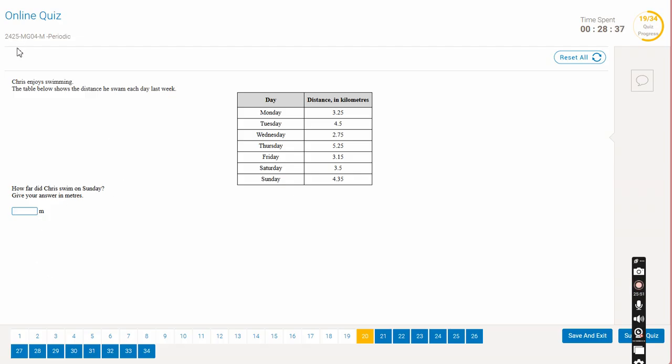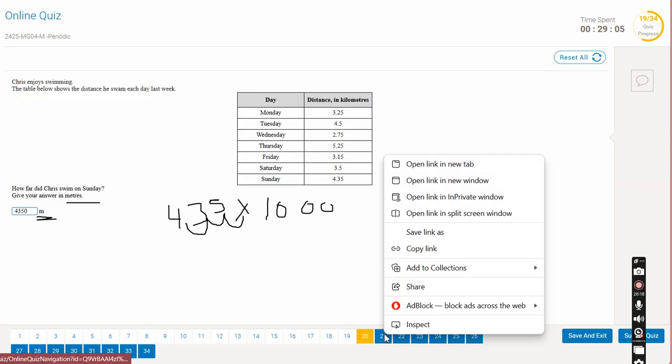How far did Chris swim on Sunday? So how far did Chris swim on Sunday? Let's check. On Sunday, it was 4.35. Now here, don't forget, they're saying meters. Give your answer in meters. So don't be in a hurry and just put 4.35. Convert it. It's kilometers into meters, so times 1,000. The numbers are becoming bigger, going outwards. 4,350.